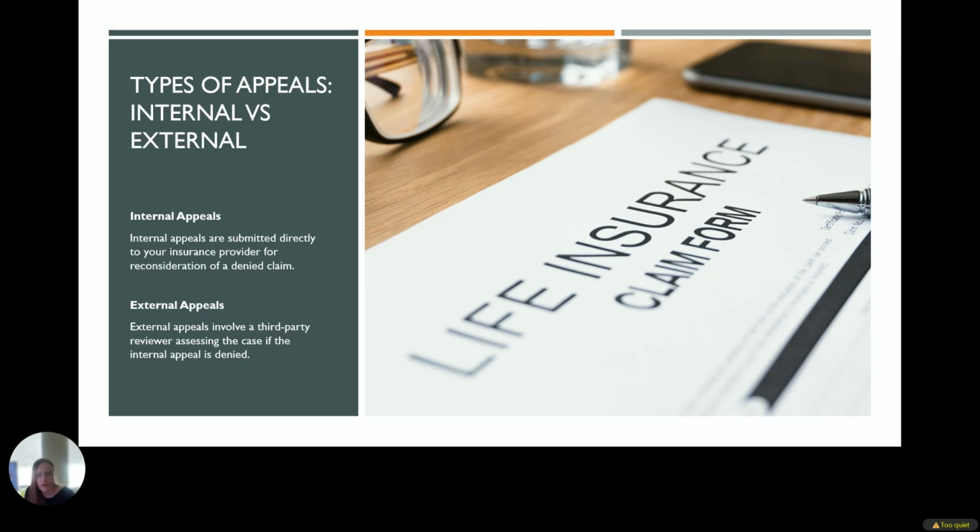There are two types of appeals, internal and external. An internal appeal is where you submit to your insurer, your healthcare provider, while an external appeal involves getting a third-party reviewer to assess the case if the internal appeal is denied. A lot of times that third-party reviewer is part of the state. For instance, if your healthcare provider is out of the state of Virginia, then the state of Virginia has a third-party process in which they will review those denials and appeals.